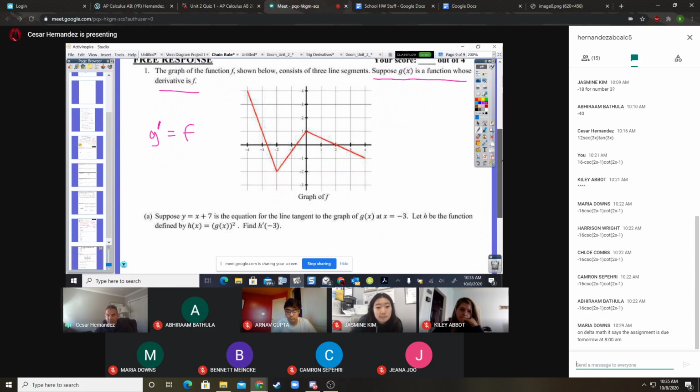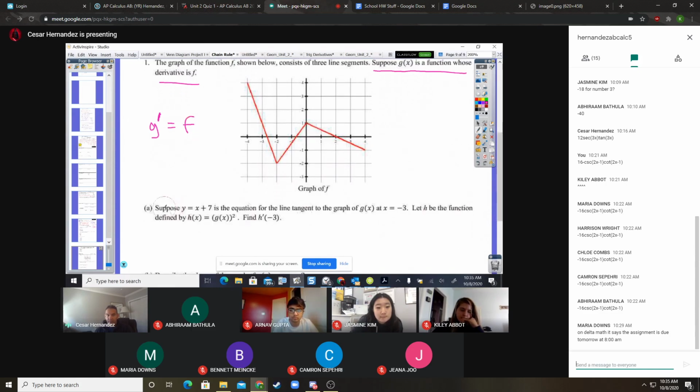Okay, so look at question A. Suppose y equals x plus 7 is the equation for the line tangent of G at x equaling -3. Remember I said a lot of this is being able to decipher what it is they're trying to tell you. When I read that, I pick up on some things. This y equals x plus 7 is the tangent of G.